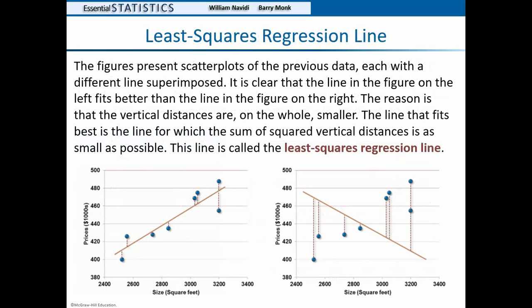Okay. So here are our scatter plots. Each has a different line superimposed. So it's clear that the line on the figure on the left fits better than the line on the figure on the right. How do we go about doing that? They say it's obvious. Here are the smallest errors. These are big in here. So this one is a better fit than this one.